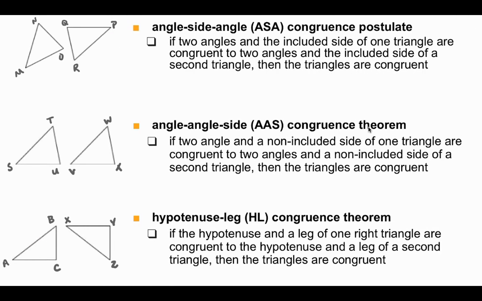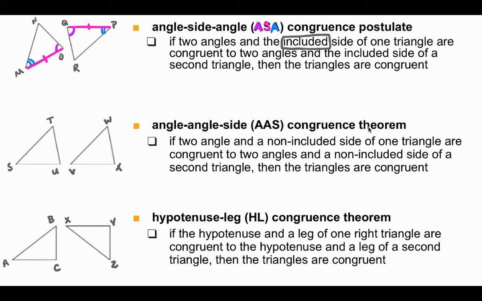So the next one also has that phrase of included, but this time it's referring to a side. So we're going to have 2 angles and the side that is between them. So when we look at this one, you're going to start with your first set of congruent angles, and then you will have a second set of congruent angles. And then the side we have to have identified as being congruent has to be the side that is between those angles. So in order to be considered included, it is between them.